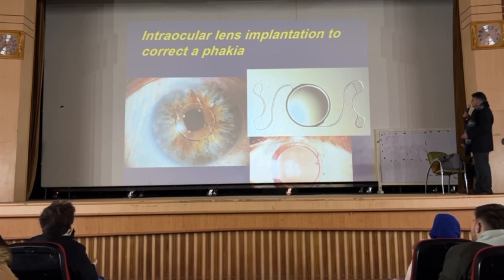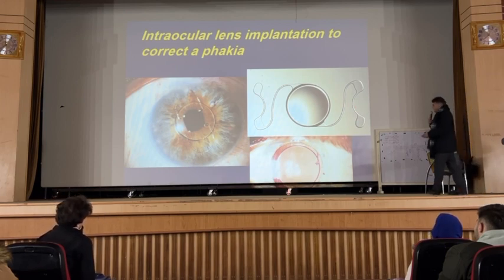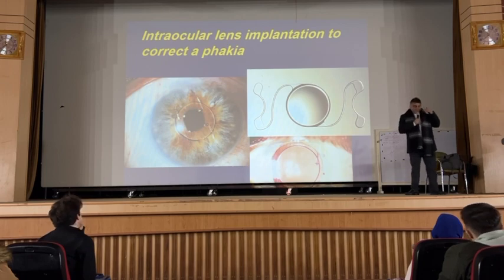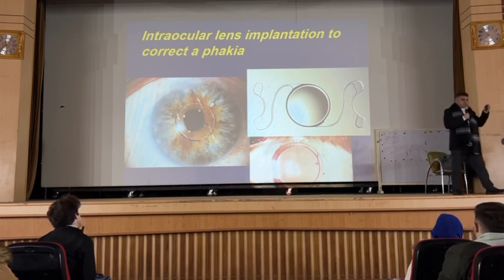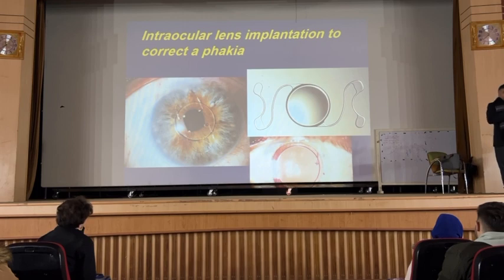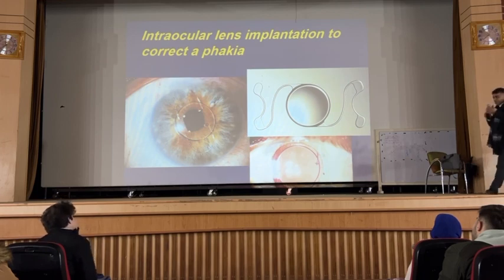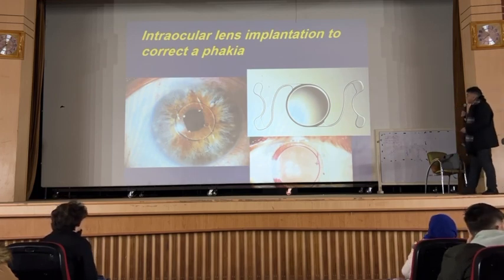For example, this is a lens implanted in the anterior chamber. But usually, scientifically, we put the artificial lens in the back, behind the pupil. We put foldable lenses when we do phacosurgery.